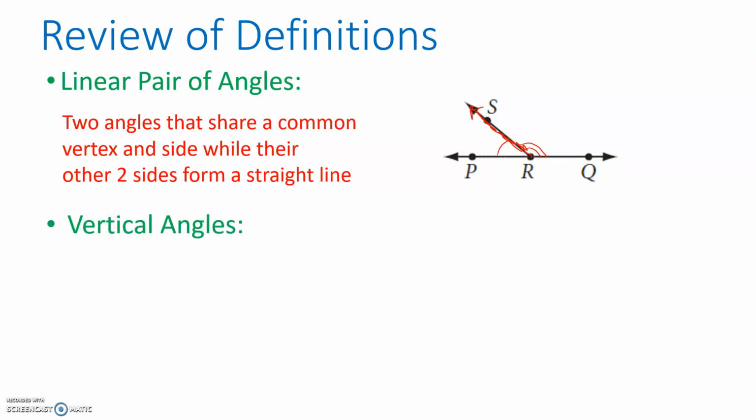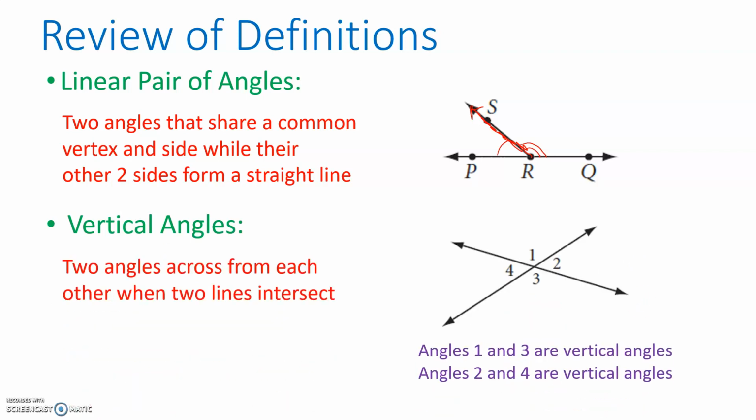The other angles that we're going to talk about today are vertical angles, two angles across from each other when two lines intersect. So here are two intersecting lines. 1 and 3 are opposite from each other. They are called vertical angles. 4 and 2 over here are across from each other, opposite from each other when the two lines intersect, and so therefore they are vertical angles.